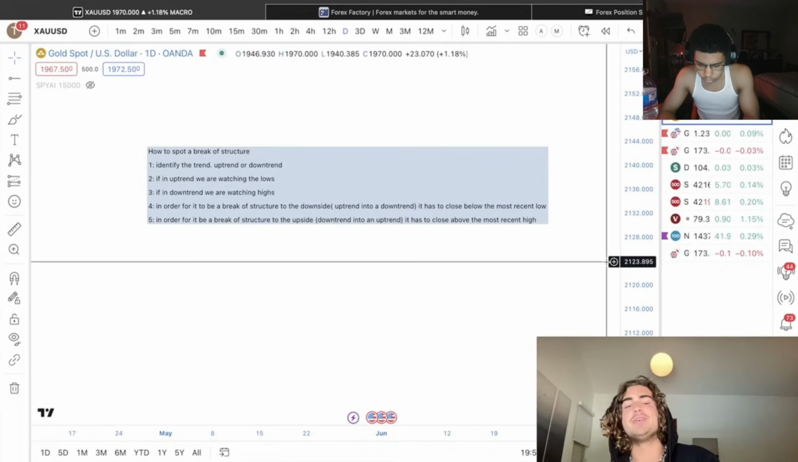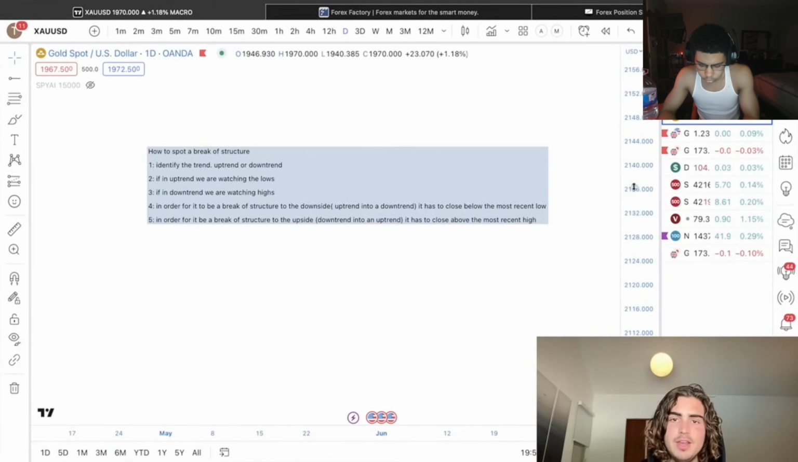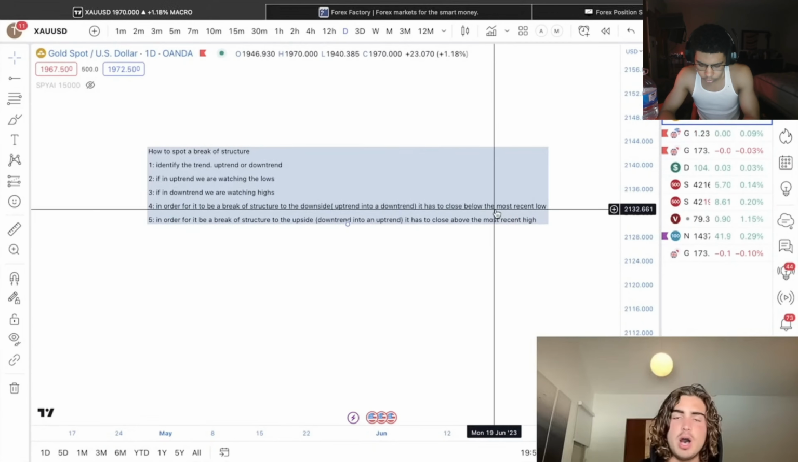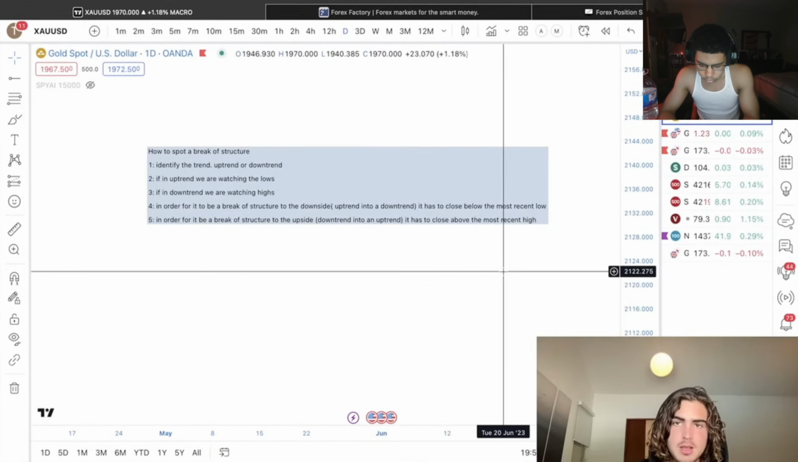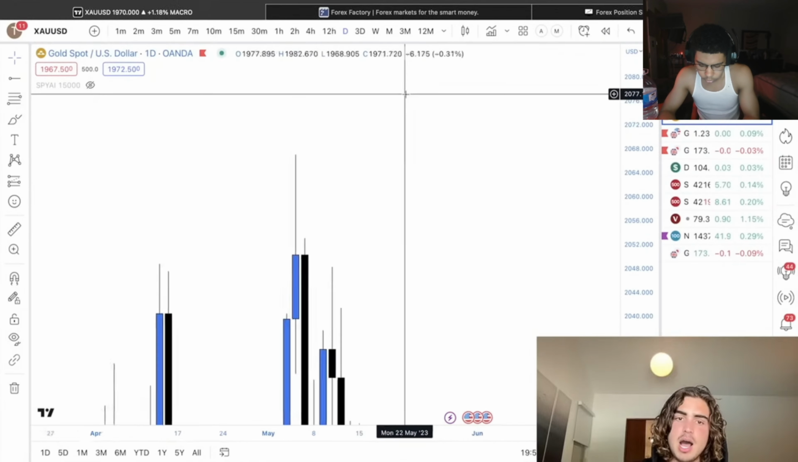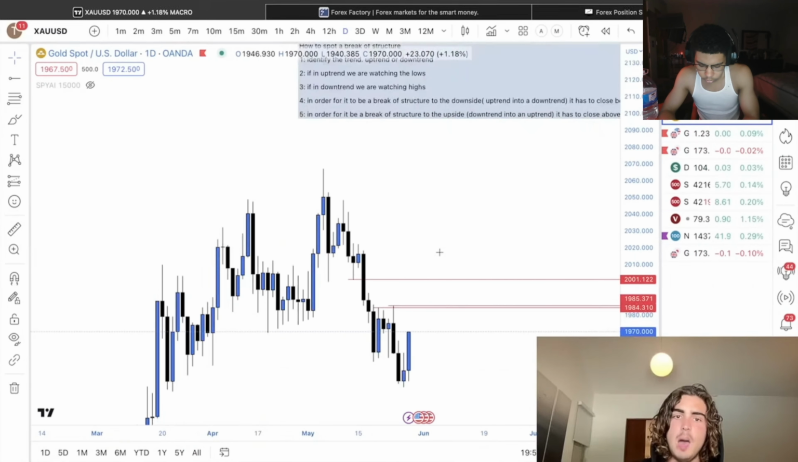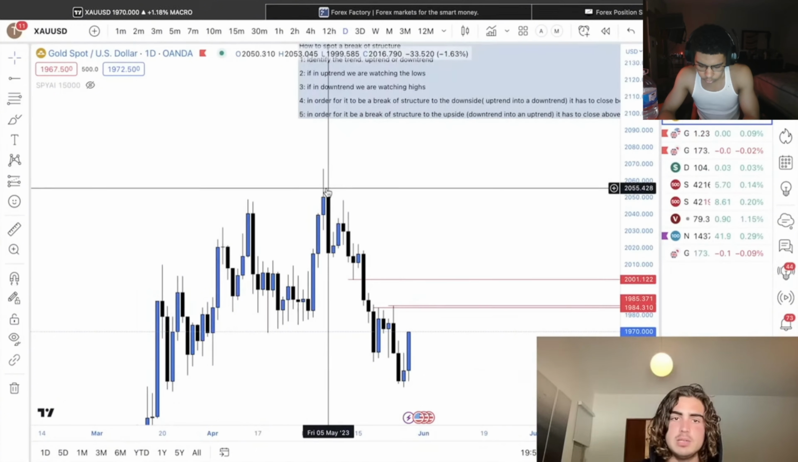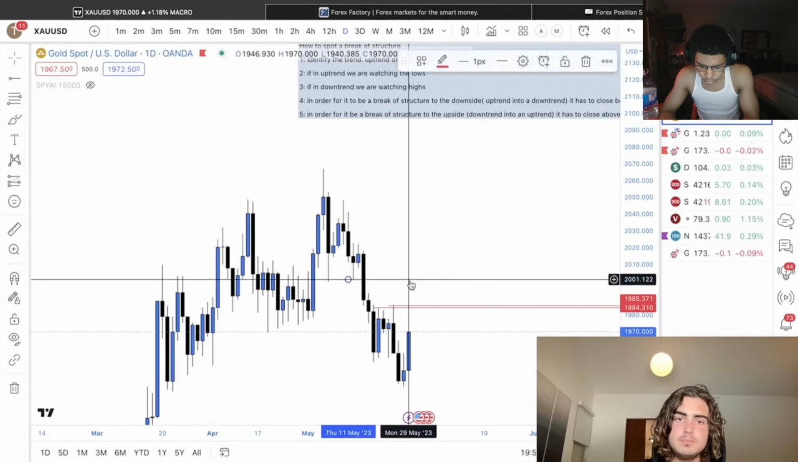Cool? So in order for it to be a break of structure to the downside, which means an uptrend into a downtrend, it has to close below the most recent low. Understand that we are consistently watching the most recent lows and the most recent highs getting formed. We are not listening or caring about past lows. In this example, this gives us a perfect example.